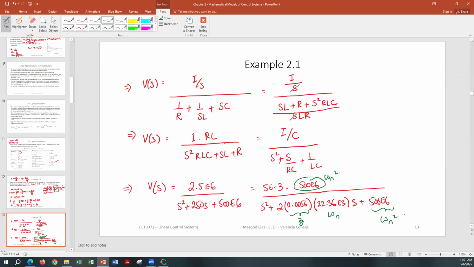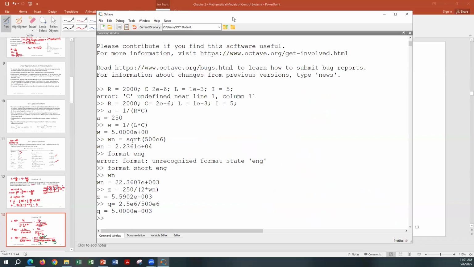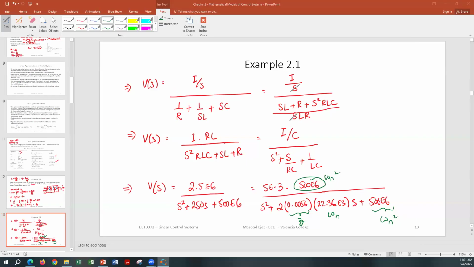Is it correct? 2.5 exponent 6, 5. No, is it? Let me see. Five exponent negative 3 times 500 exponent 6. 2.5 exponent 6. Yeah, that's correct. Okay. All right.